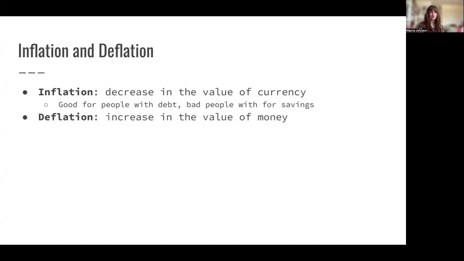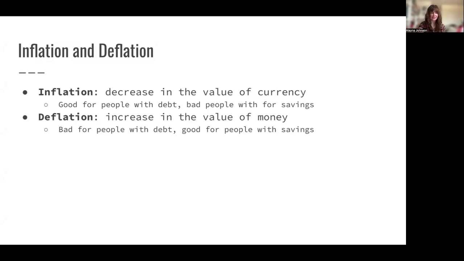Deflation means an increase in the value of money over time. This is the opposite. So this is bad for you if you have debt because your debt is now worth more than it was when you took the loan out. But it's good for you if you have savings because your value has gone up.